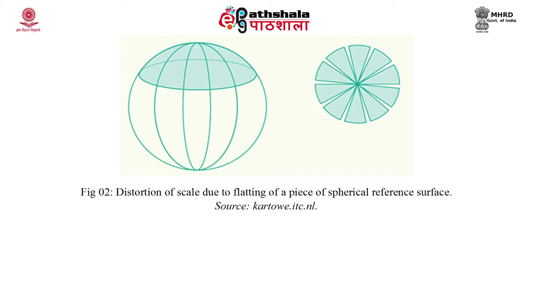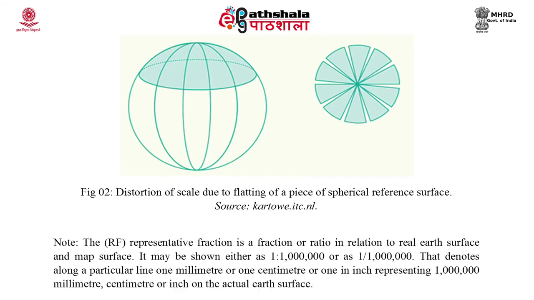Now here, if you see in the diagram, we can see distortion of scale due to flattening of a piece of spherical reference surface. A point to be noted here is that the RF, that is the representative fraction, is a fraction or ratio in relation to the real Earth surface and map surface. It may be shown either as 1:1 lakh or as 1/1 lakh, that denotes along a particular line 1 millimeter or 1 centimeter or 1 inch, representing 1 lakh millimeter, centimeter or inch on the actual Earth surface.